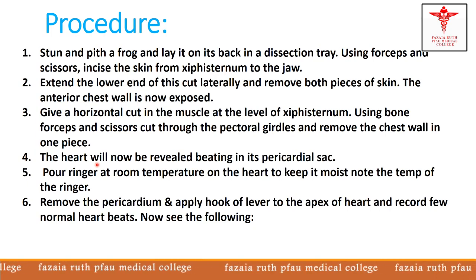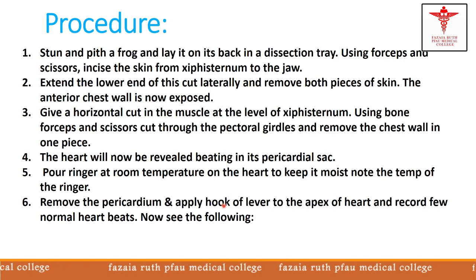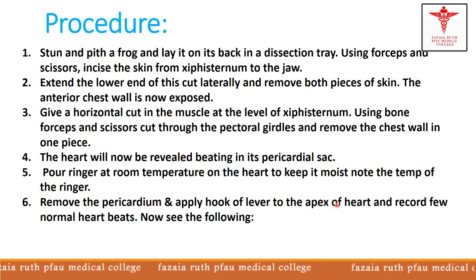The heart will now be revealed beating in its pericardial sac. Pour the Ringer's solution at room temperature on the heart to keep it moist. Note the temperature of the Ringer's solution. Remove the pericardium and apply a hook of lever to the apex of the heart and record a few normal heartbeats. Now see the following changes.